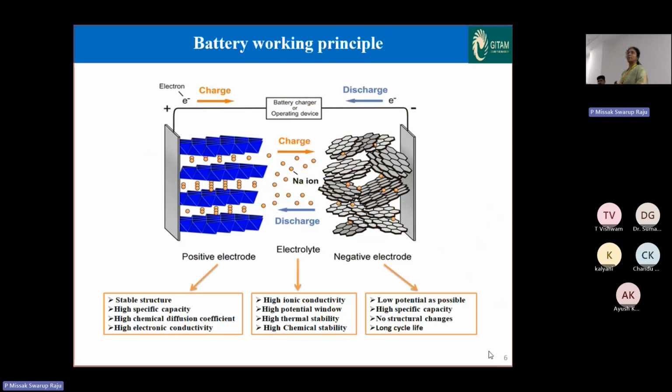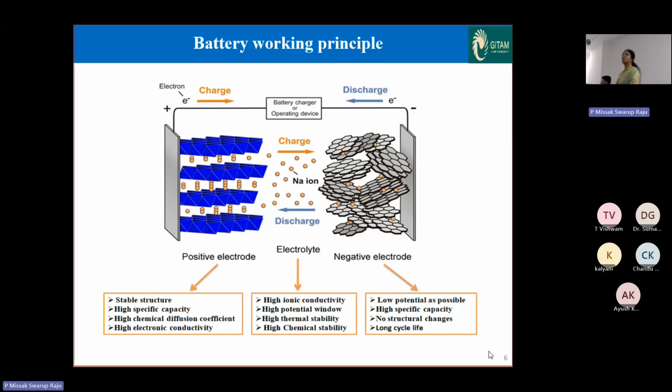So, working with the battery principle. A battery is a combination of three components: cathode, anode, and electrolyte. The positive electrode is the cathode material. The negative electrode is called the anode. The electrolyte is the middle one between the cathode and anode.